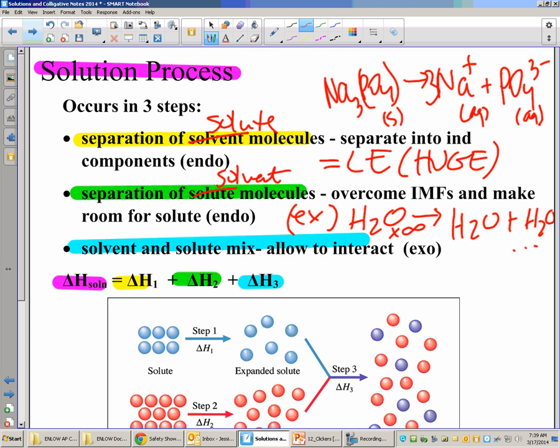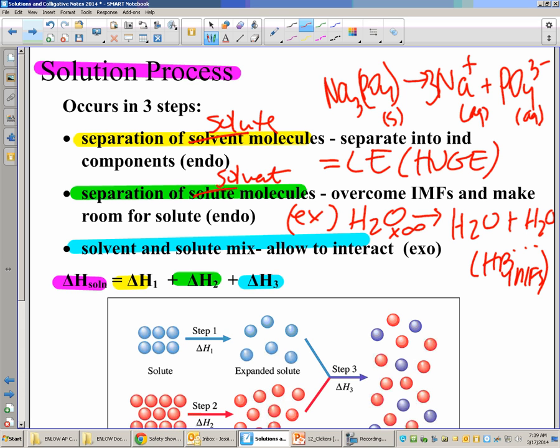It depends on how much you have, but usually the first one, this one can be really large as well, it depends on how much you're mixing. So this is you're overcoming hydrogen bonds or IMFs here. If you give it a non-polar solvent, what are you probably overcoming? What force? London dispersion, right.